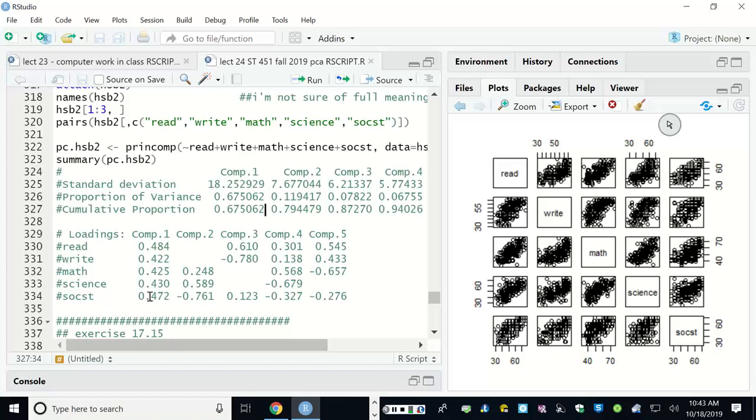The second one seems to be a contrast between math, science, and social studies, their achievement there. The third one looks like a contrast between writing and reading, right?